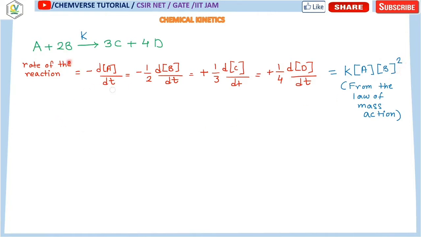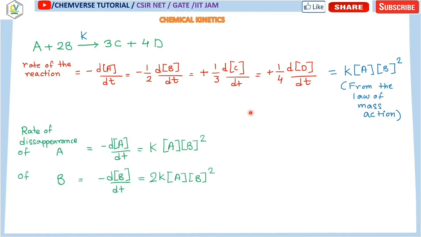So over here you consider that this is a single step reaction, and whenever there will be a single step reaction, whatever the number of moles of those reactants are present, that will be considered in the power term with respect to their concentration. This is nothing but the consequence of law of mass action. Okay, now if anyone asks what is the rate of disappearance of A or rate of disappearance of B, it will be nothing but minus dA dt or minus dB dt.